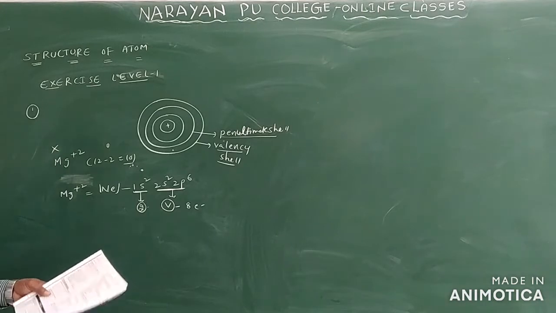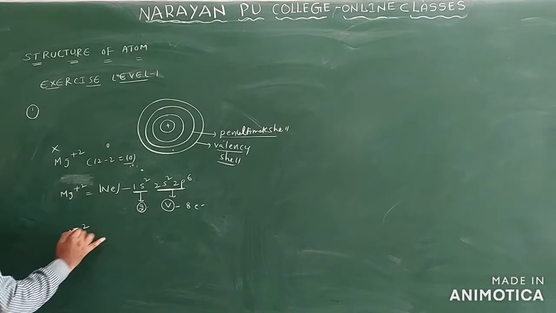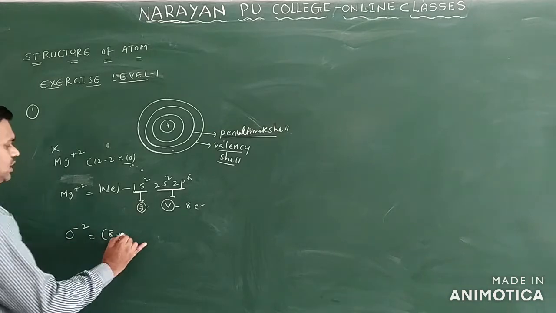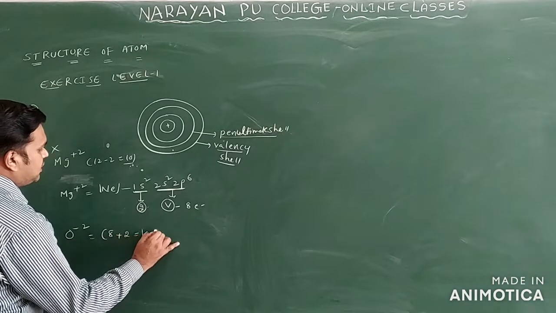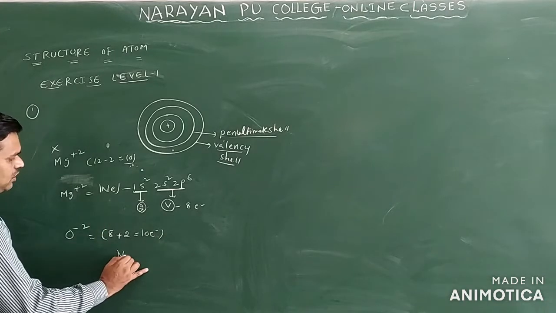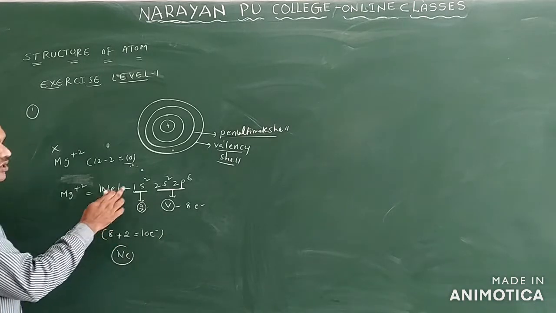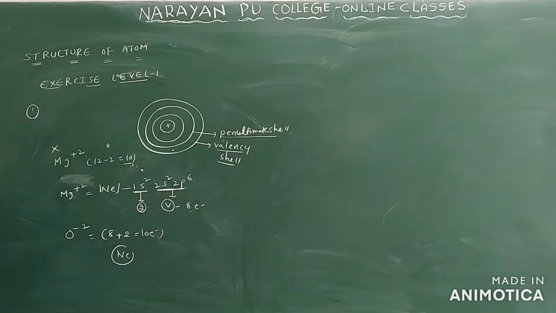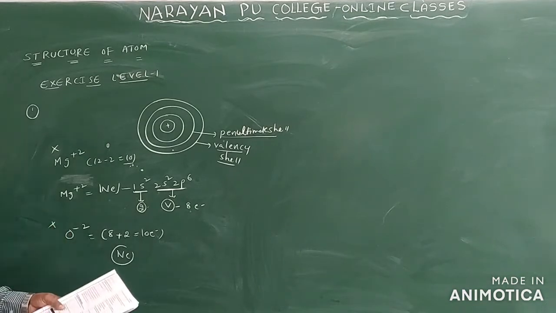Come to the next option, we have O minus 2. O minus 2, here minus means you can add 2 electrons only. So 8 plus 2, how many? 10 electrons. We have the same configuration. What configuration are you getting? Neon. What is the configuration of neon? We have 1s2, 2s2, 2p6. Here also we have 8 electrons in the valence shell and 2 electrons in the penultimate shell. So this is also not a correct answer for this question.